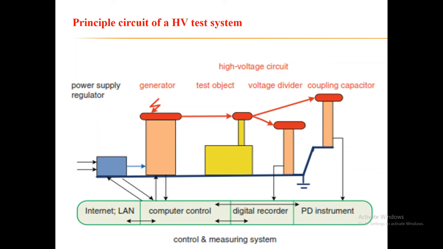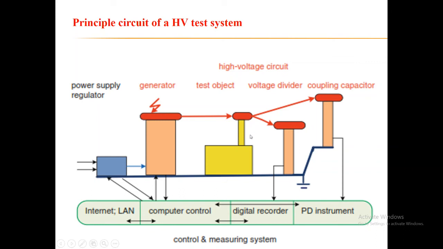First, initially you can see the power supply regulator, just to obtain the proper value of the voltage for the testing purpose. Okay, then the generator. Here the generator is not the rotating generator, it is the testing transformer or the step up transformer, which can produce a very large magnitude of voltage. That generator may be a single stage testing transformer, or it may be a cascade transformer, a voltage multiplier circuit, an impulse voltage generator, or an impulse current generator. Any kind of generating technique, you can consider it as a high voltage generator.